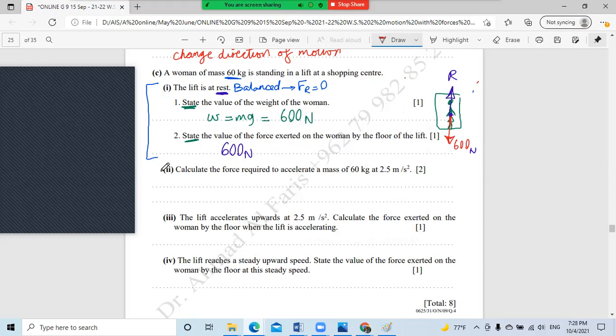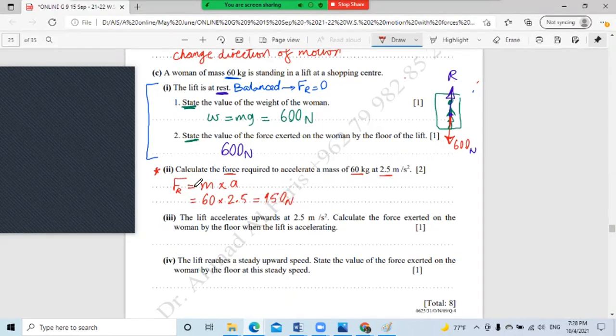Next question, part double I. They said calculate the force required, that means the resultant force, required to accelerate the mass of 60 kilograms by 2.5. Now we know that the resultant force equals mass multiplied by acceleration. How much is the mass? It's 60. Multiply. How much is the acceleration? 2.5, okay? And the answer will be 150 Newton. No problem, Muhammad. This is the resultant force, the force that makes the acceleration of 2.5. It is 60 times 2.5, so it's 150 Newton.